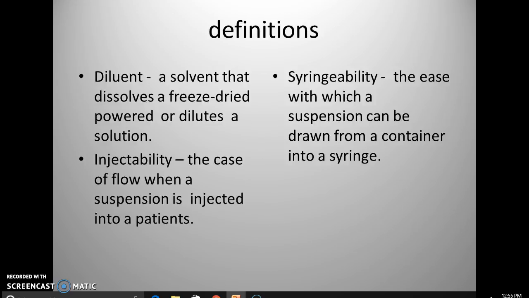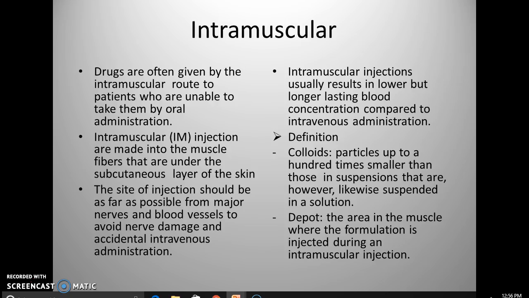So the key definition that you should be familiar with is diluent, a solvent which dissolves a freeze-dried powder or dilutes a solution. You have what's called injectability, the ease of flow when a suspension is injected into a patient. Then you have syringeability, the ease with which a suspension can be drawn from a container into a syringe.